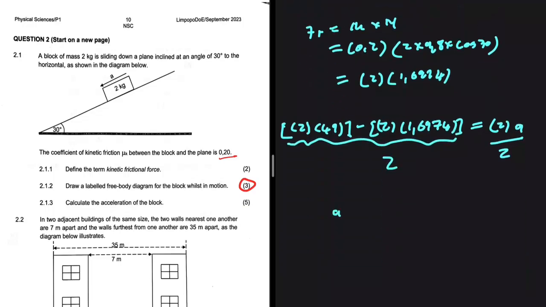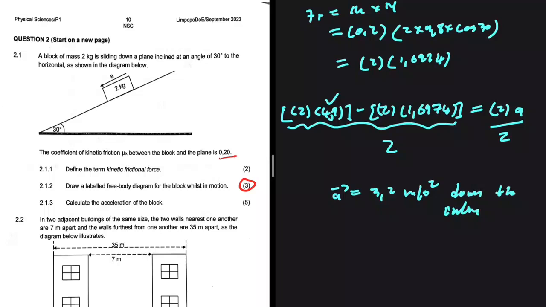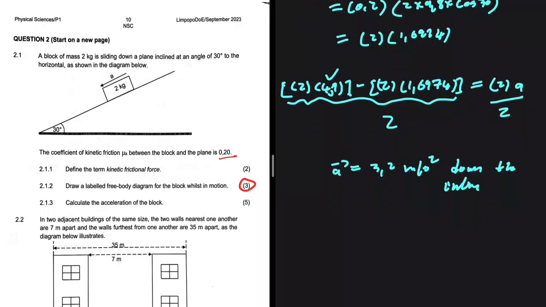And we get an acceleration that is equal to 3.2 meters per second squared down the incline. This right here is 4.9 and not 14.9. But anyway, that is 2.1.3.